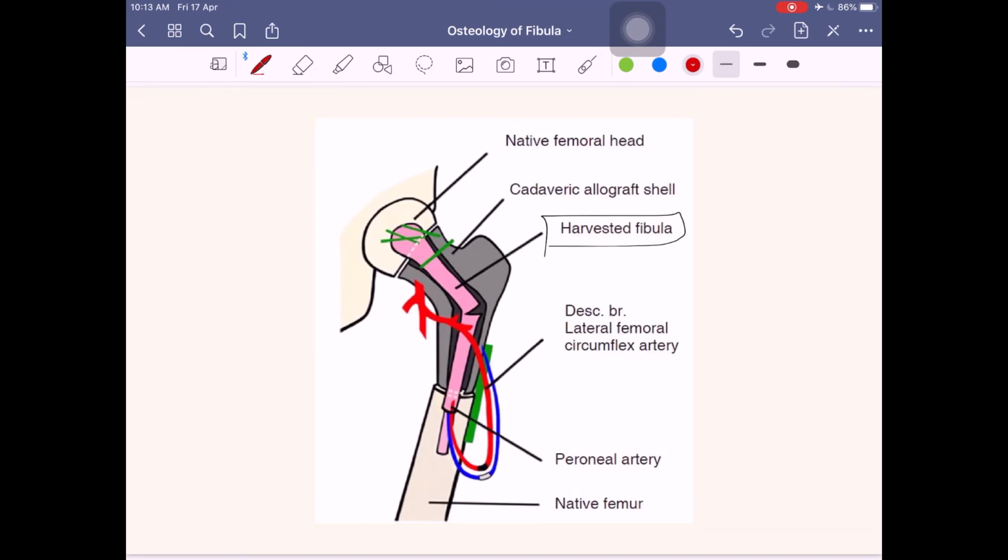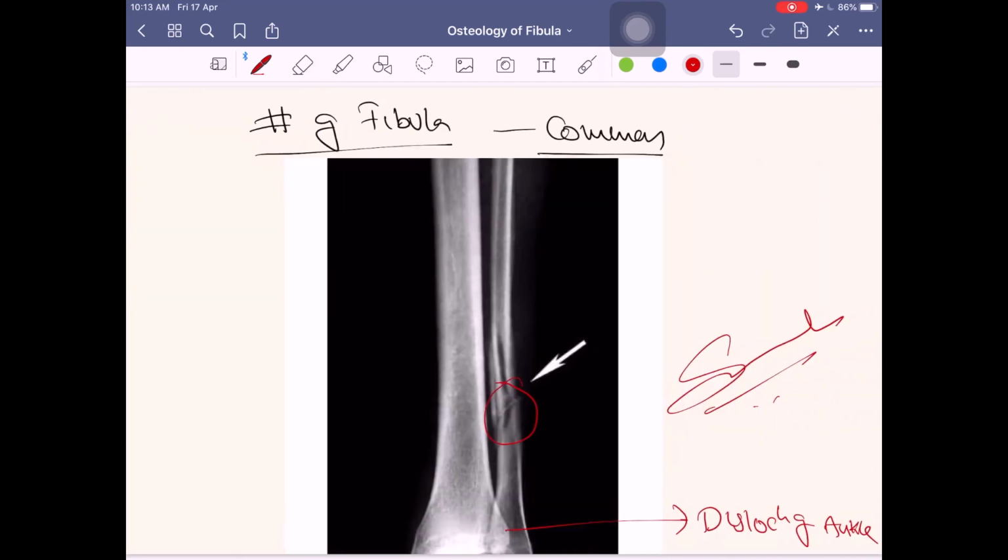The second applied aspect is the fracture of fibula. Your upper 2/3 and lower 1/3 junction is a point where fractures are more common, again in this part, and these are also often associated with dislocation of the ankle. So this is an associated problem. So this is everything about the applied aspect.